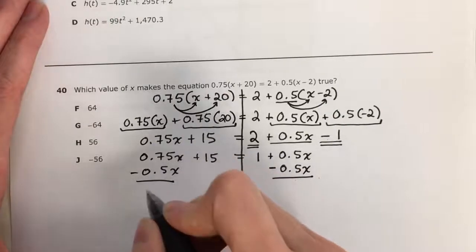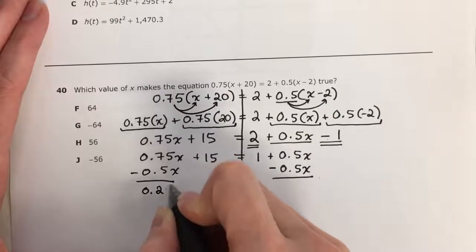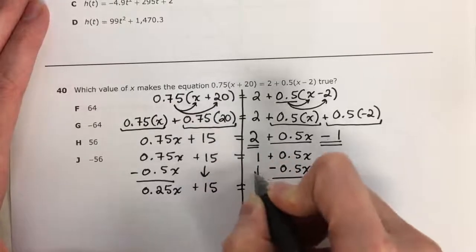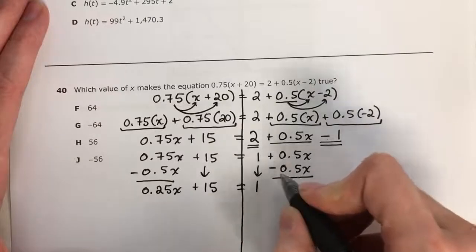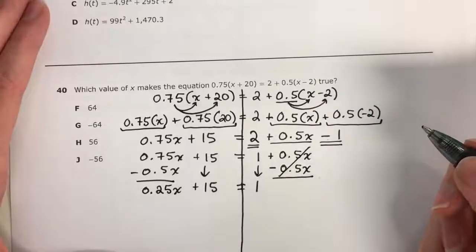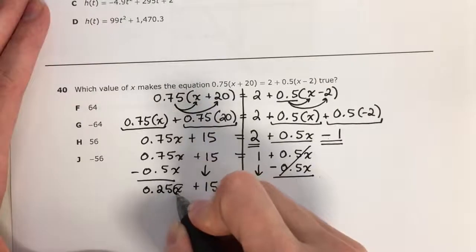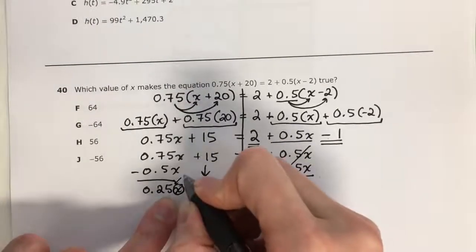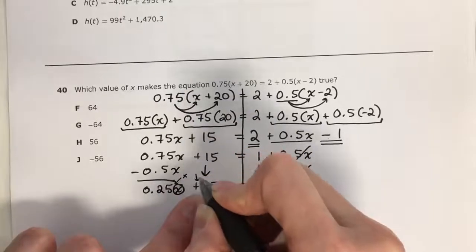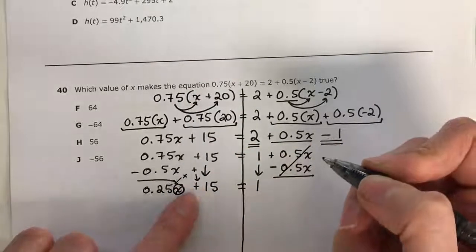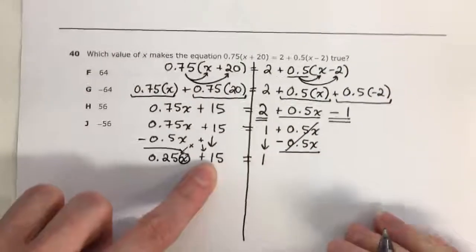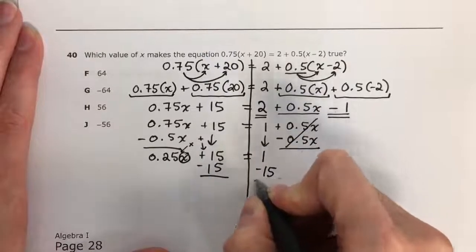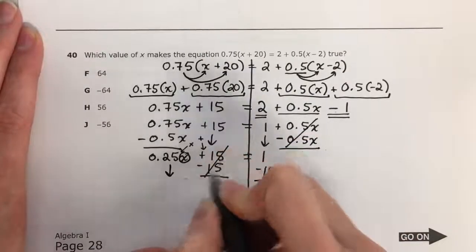0.75 minus 0.5 is 0.25x. Copy down plus 15 equals copy down 1. 0.5 minus 0.5 is 0. It cancels. Now I want the x alone. I have two numbers with x. This number, there's nothing in the middle. That means it's multiply. And this number has a plus in the front. What's first? Plus. The opposite of plus? Minus. Minus 15, minus 15. This cancels because it's 0.